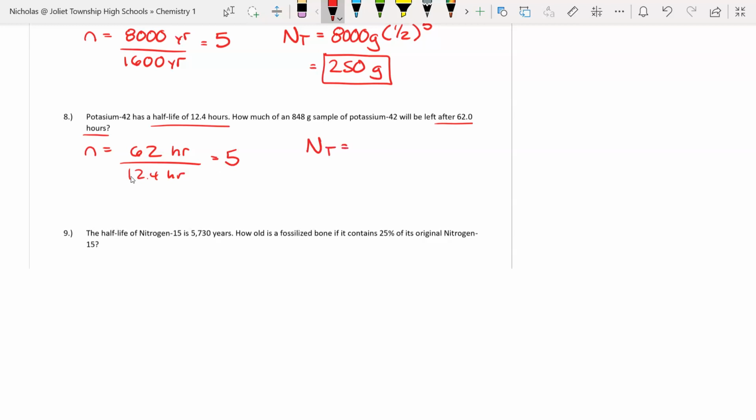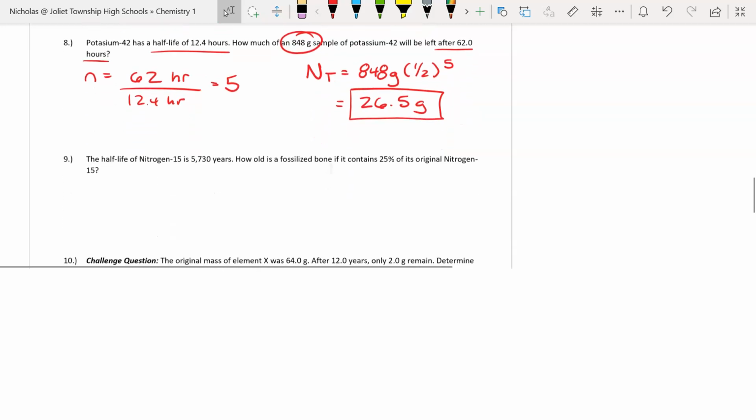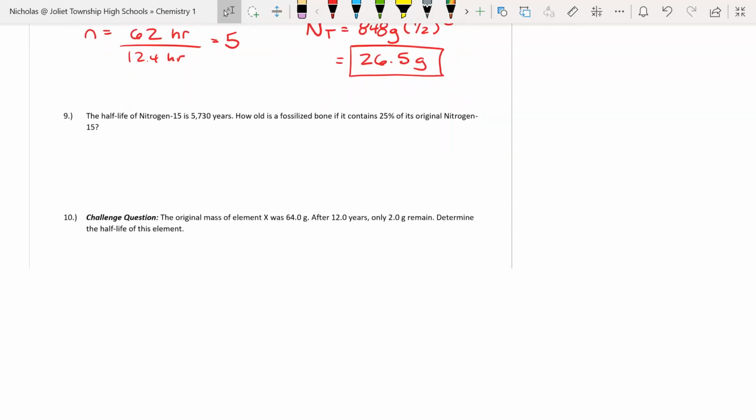Plugging into my half-life equation, my original amount is 848 grams. And I'm going to multiply that by 1/2, and then my n value is 5. So 848 times 1/2 to the 5th power is 26.5 grams. I don't think I mentioned this earlier, but your ending mass is always the same units that you started with. So if I started in grams, I'm going to end in grams.